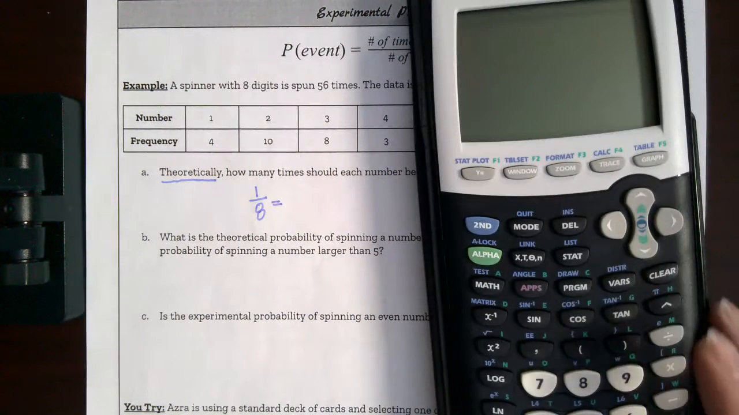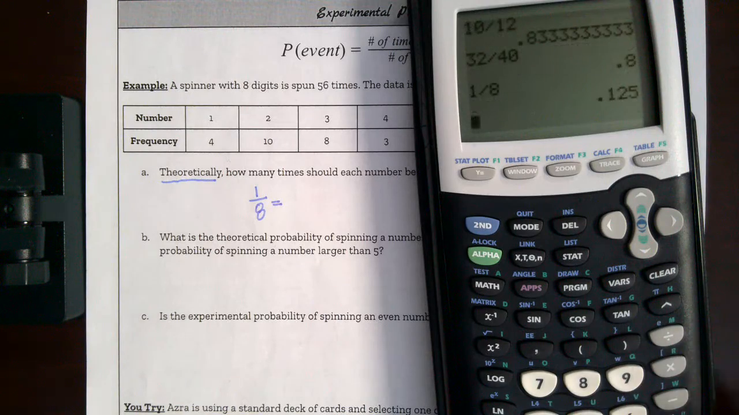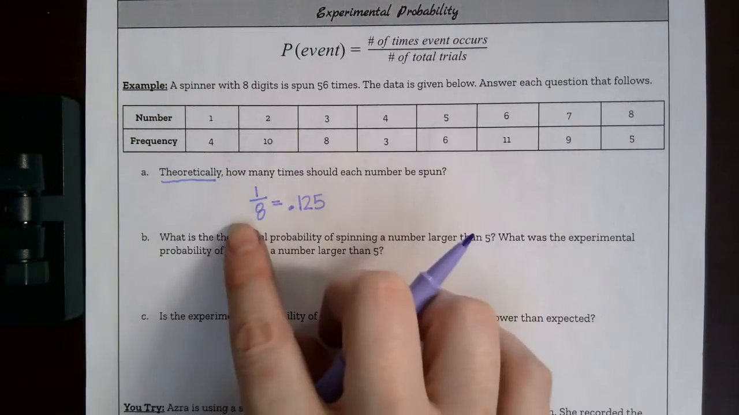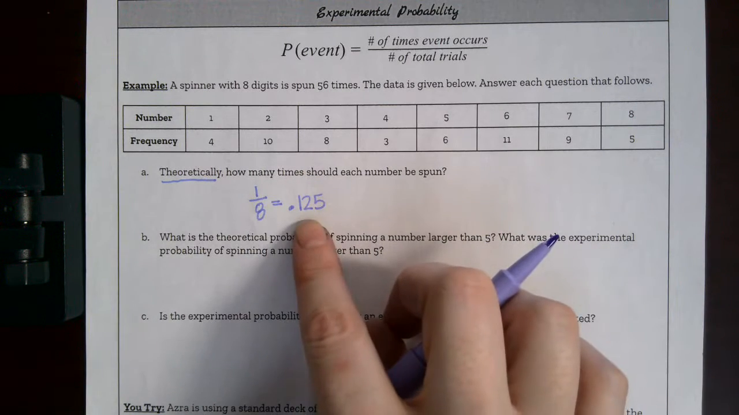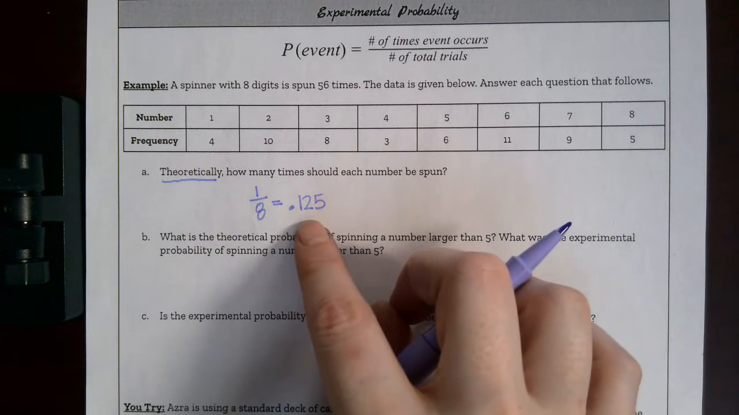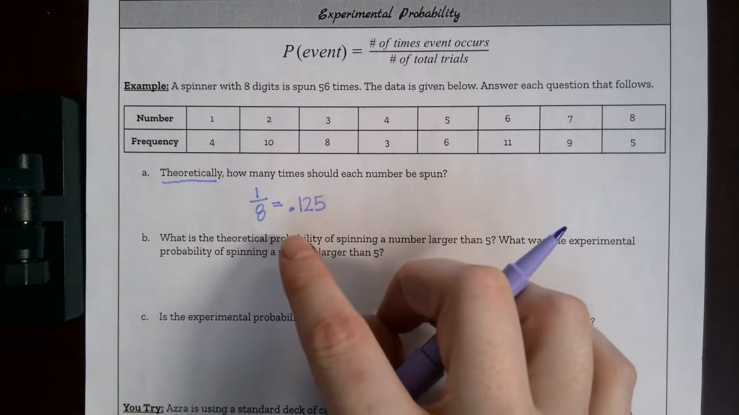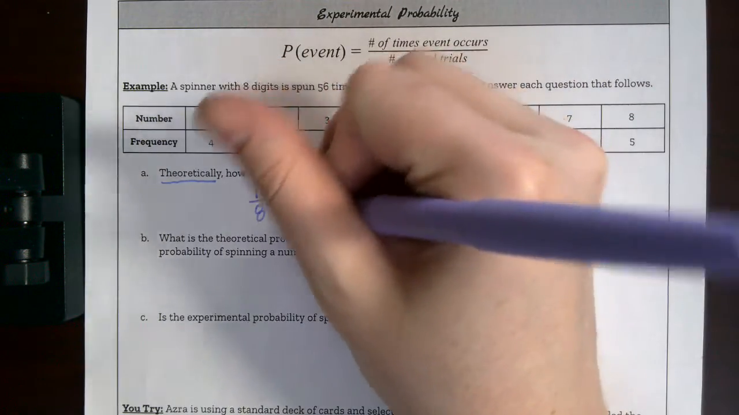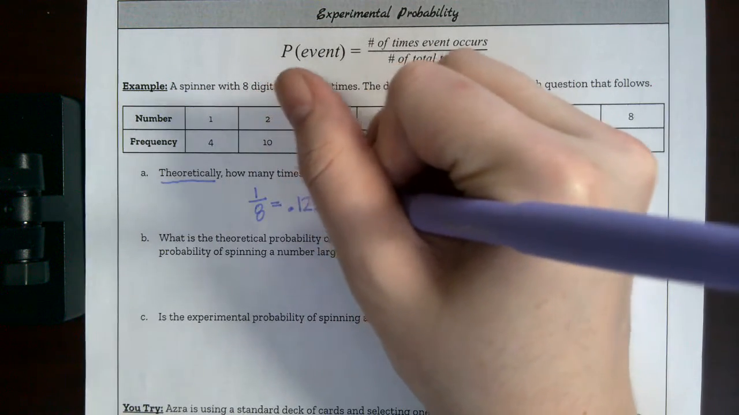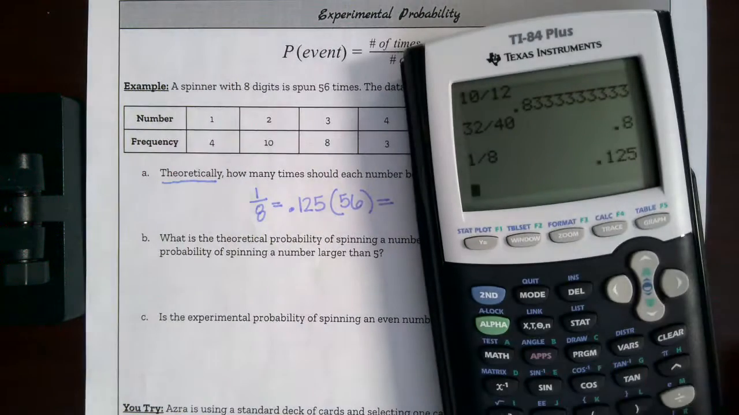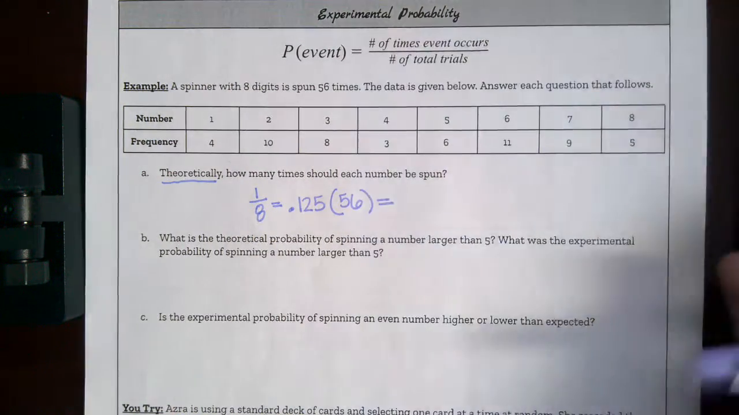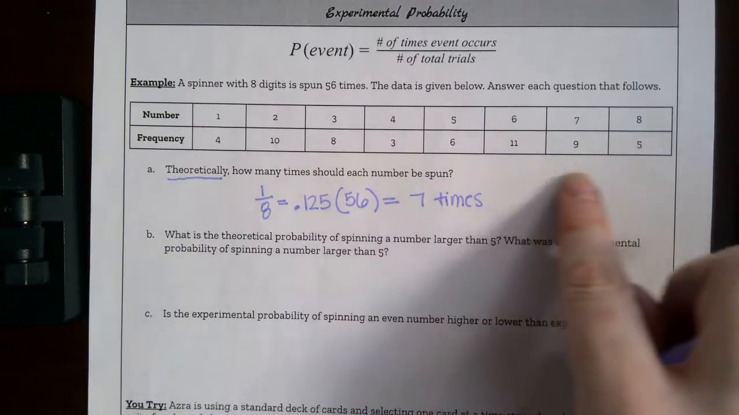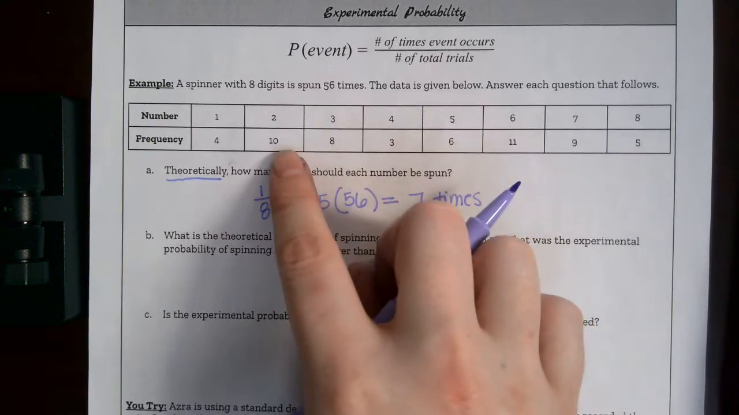And this gives us a decimal of 0.125. Now, it did not say what's the percentage it should be or what's the probability. It says how many times should each number be spun. So we can use our probability to predict, if I do something a certain number of times, how many times my hopeful outcome will happen. So if this is my probability and I spin a spinner 56 times, I can take this probability and multiply by 56. And I get an answer of 7. So in theory, each number should be spun 7 times exactly. And if you look, that did not happen. There's variation, but they're all fairly close to 7.